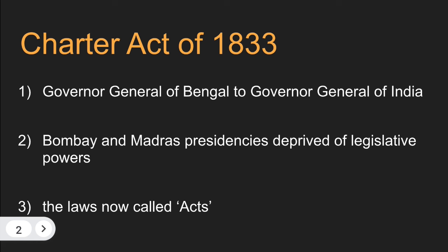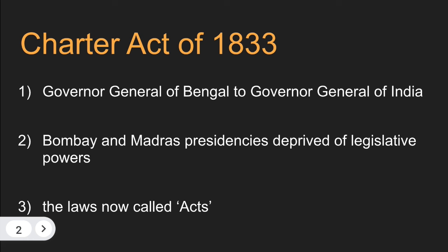Charter Act of 1833. One of the very important changes which happened through this act was that the Governor General of Bengal designation changed to Governor General of India. In the Regulating Act of 1773, we saw that Governor of Bengal changed to Governor General of Bengal, and now in this Charter Act of 1833 the same Governor General of Bengal changed to Governor General of India. So this is a very important change.